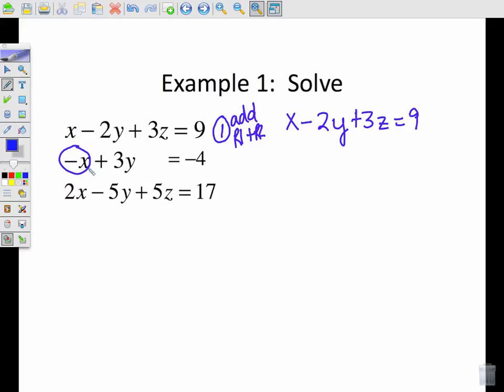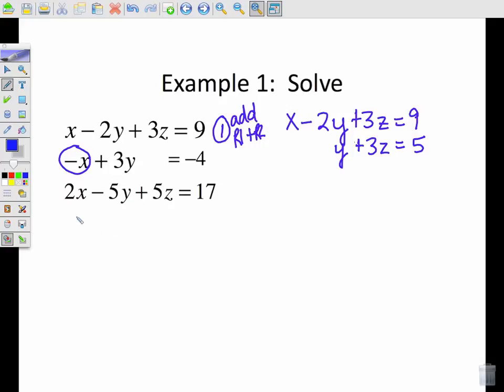My second equation now becomes 0x, y, so I can ignore the 0x, 3z plus 0, so that's 3z, and 9 and -4 is 5. Okay, so there's our first step.